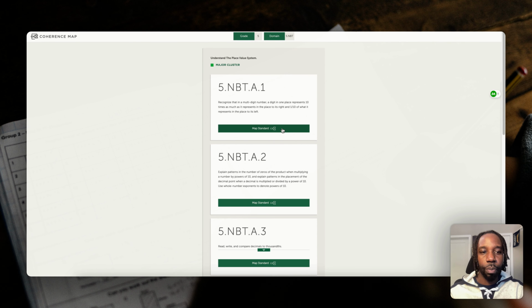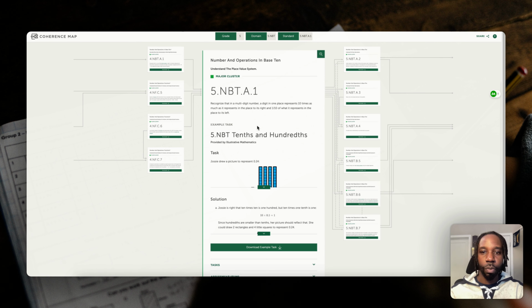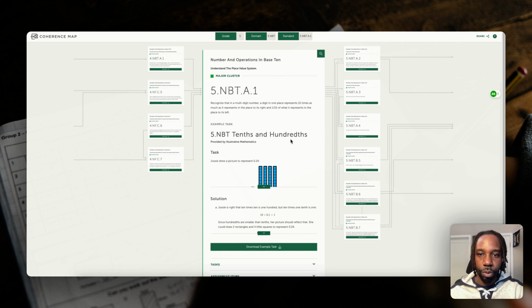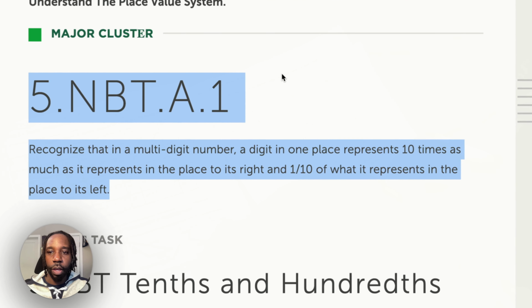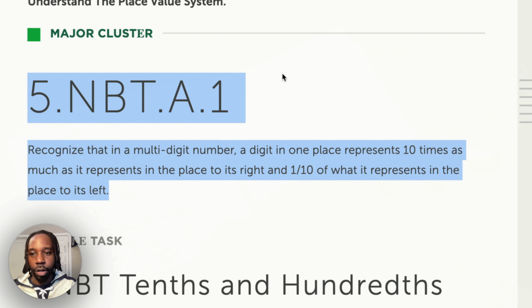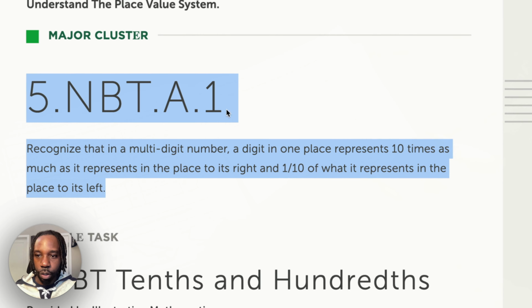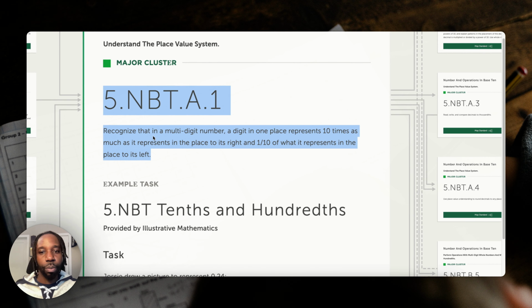And then it shows you can map out the standards, okay? So for this student, let's say that he had some issues with decimals. Well, just to make it easier, let's just take a look at if he had an issue with this standard, 5.NBT.A.1. So this is for recognizing that a multi-digit number, digit one place represents 10 times as much as it represents in the place to its right. So 1/10 of what it represents in its place to the left.